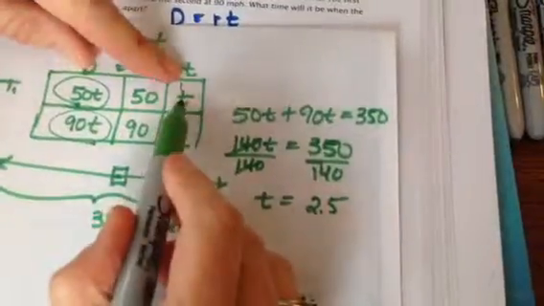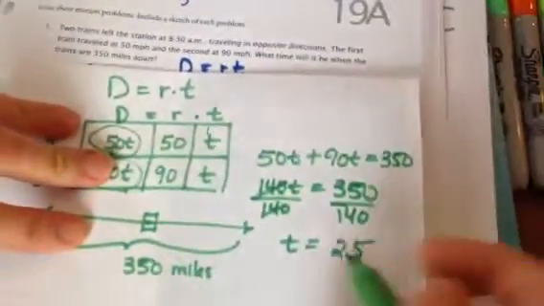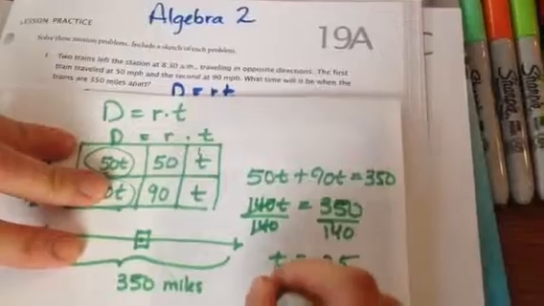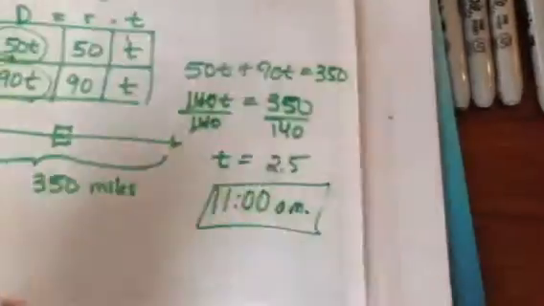Now, this is how long they traveled. Train 1 went 2.5 hours, train 2 went 2.5 hours. But look what it asked. It says, what time will it be? No big deal. 8:30, plus 2.5 hours would be 11 o'clock. So it's supposed to be 11 o'clock a.m. You have to add the a.m.